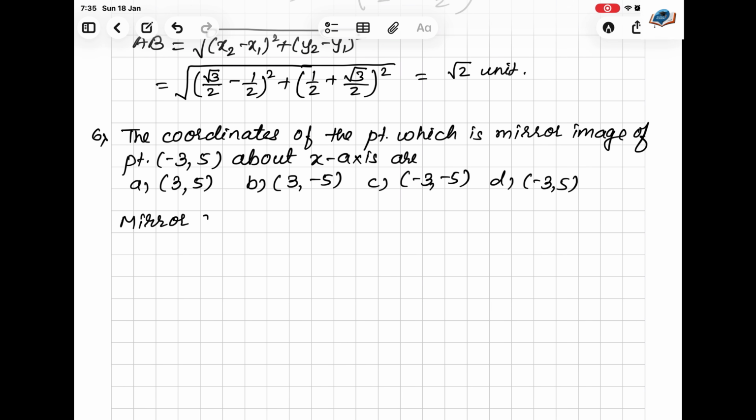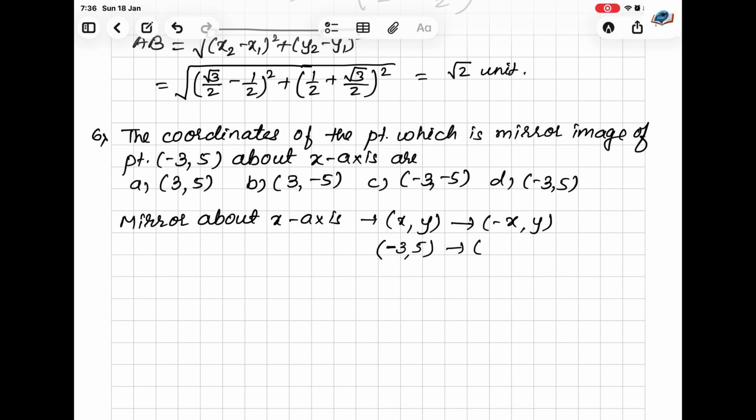So mirror about x-axis, so I have kept the mirror on the x-axis. So my (x, y) point will become (x, minus y), because a positive point will be shown on the negative side. So the point (minus 3, 5) will become (minus 3, minus 5). So my correct answer is C option.